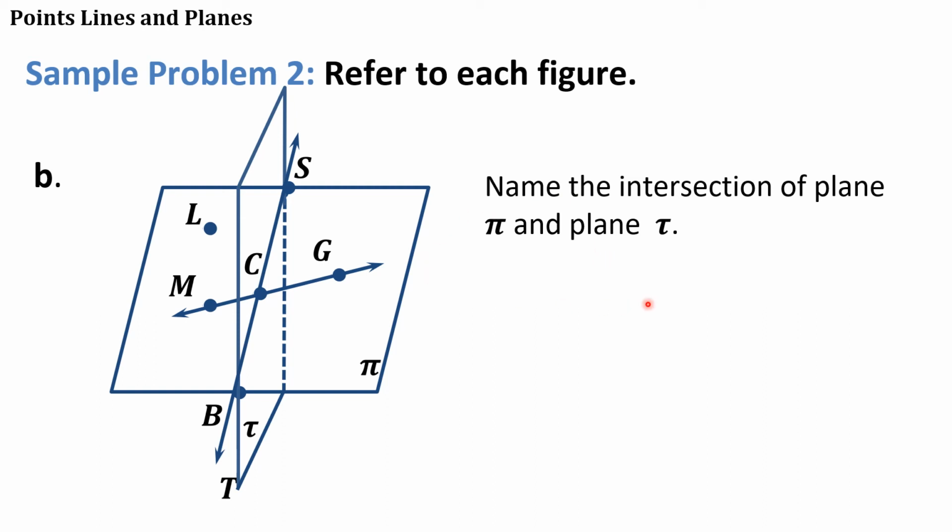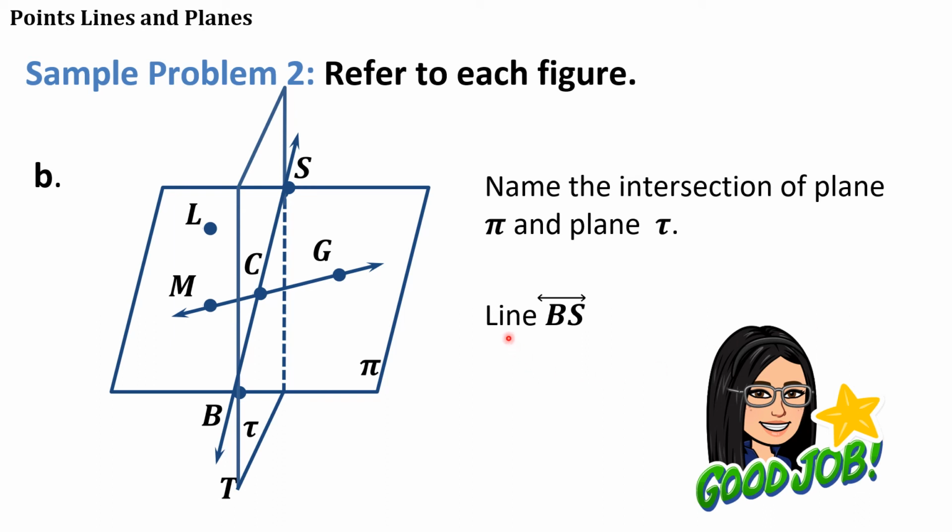If you remember our postulate, it says that the intersection of two planes is a line. So we're going to be looking for a line that is between those two planes. If you said that was line BS, you were correct. I'm going to try to highlight it right here. As you can see, that is a line that is intersecting plane T, and I'm going to highlight that plane right here so you can see it with another color. And plane pi.